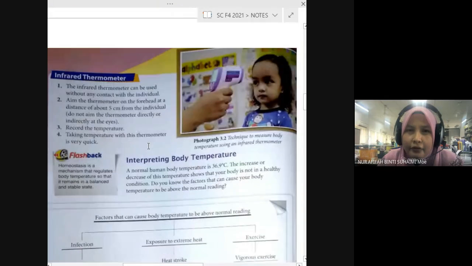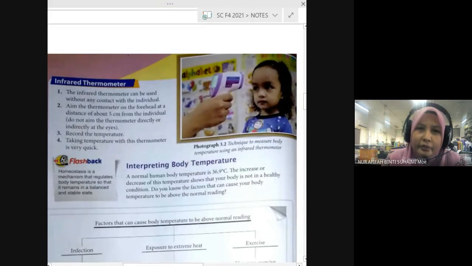The fourth thermometer is the infrared thermometer. You are also familiar with this thermometer. Can we use it at school? It can be used without any contact with the individual. We do not touch it with our skin, so we just put it closer to our forehead.